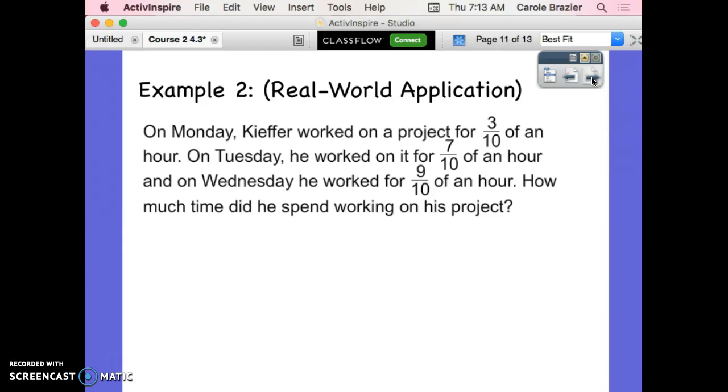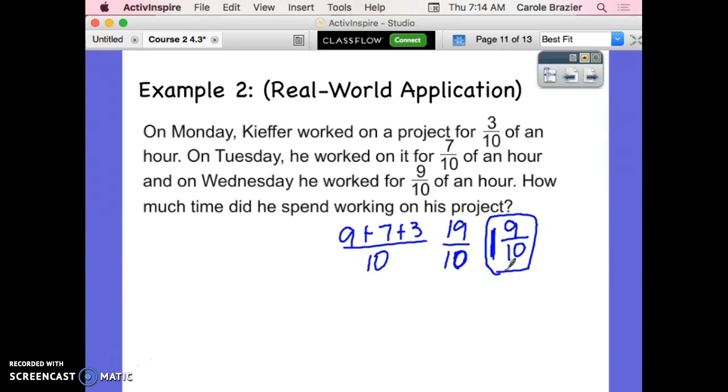So you guys do this one, and then I'll give you the answer when you come back. So for this one, when Kiefer worked on a project for 3/10 of an hour, he worked on it for 7/10 of an hour, and on Wednesday he worked for 9/10. You should have added all these together. So 9 plus 7 plus 3, and that's all going to be over 10 because that's our common denominator. So you should have gotten 19 over 10, but that is not simplified, so that'll only be half correct. 10 goes into 9 one time, and I'm left with 9 left over of my 10. So 1 9/10 should have been your final answer.